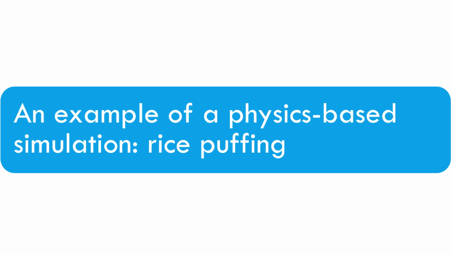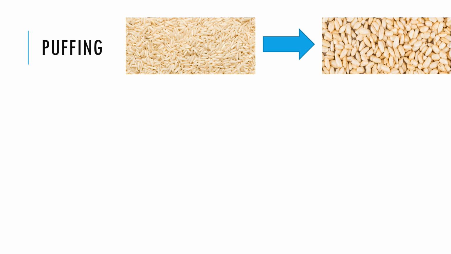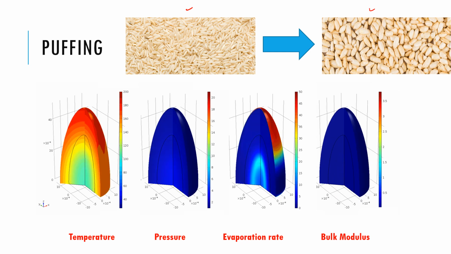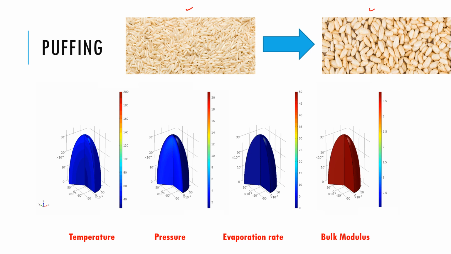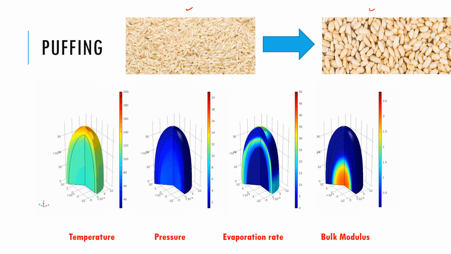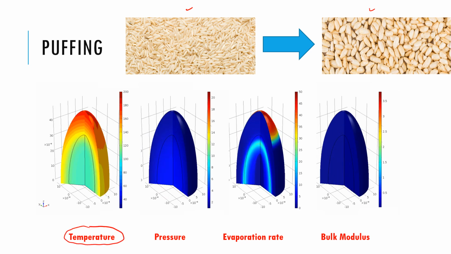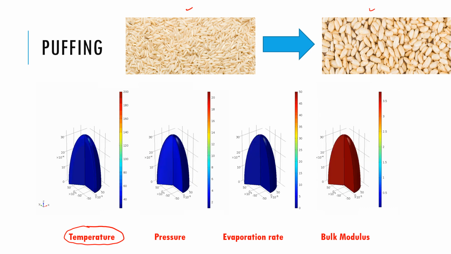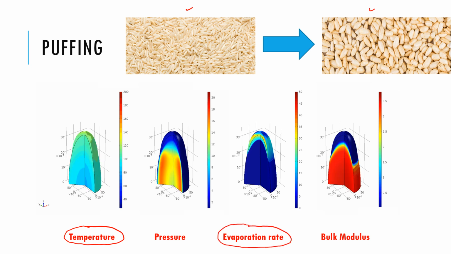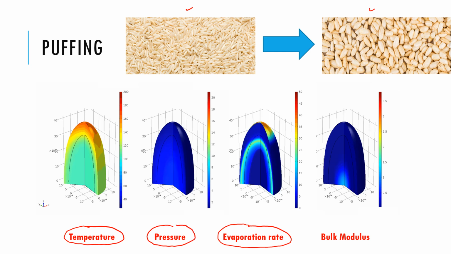So let's look at rice puffing and what we learn from a model. Here we see the rice grain and here we see puffed rice. Now below in these videos we see half of a rice grain with a cutaway view, and so as the heating goes on the temperature increases, and as the temperature increases whatever little water there is it evaporates and the pressure increases, as you can see.